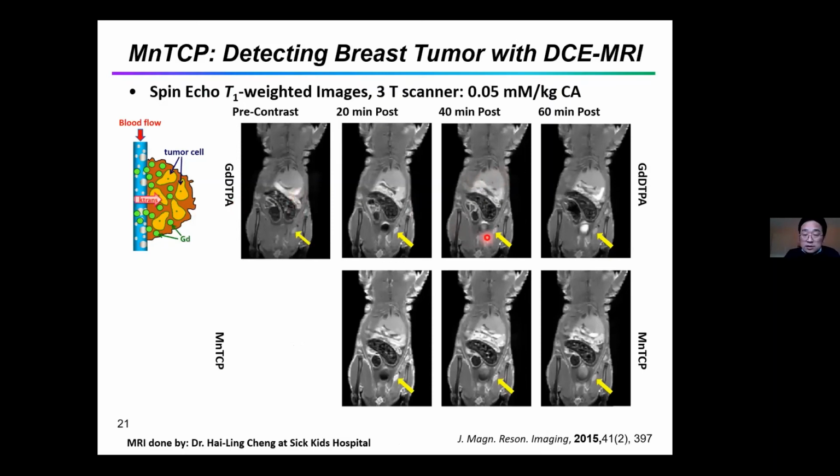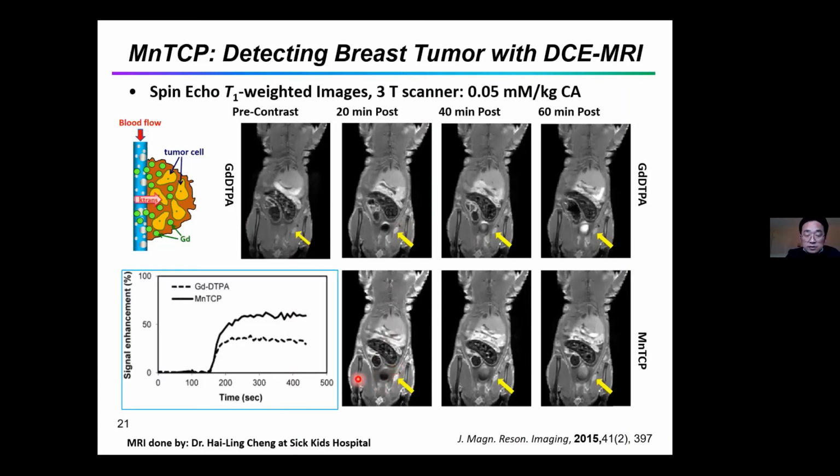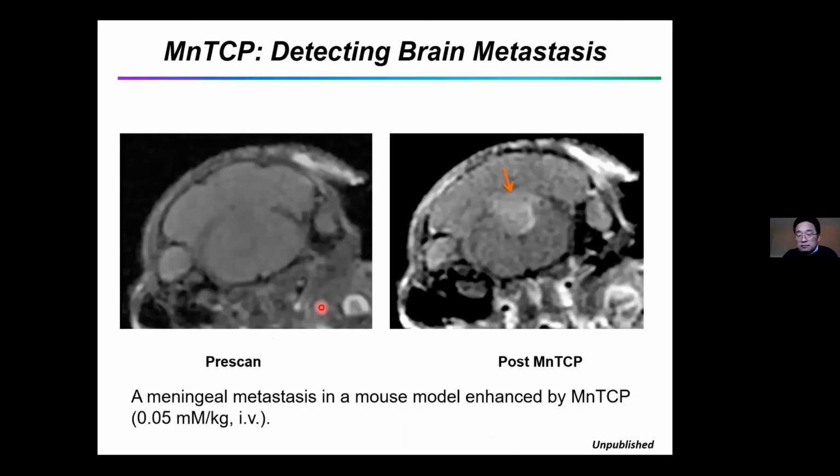The tumor model also works very well, as we predicted. So we inject this. This is the in vivo tumor model. Gadolinium could detect the enhancement of the signal, and this is due to the leakage of the local vasculature, increased vascularity and leakage of vascular structures. Manganese TCP at the same dose, you can easily detect that, but of course with a higher signal intensity, which is due to the high relaxivity.